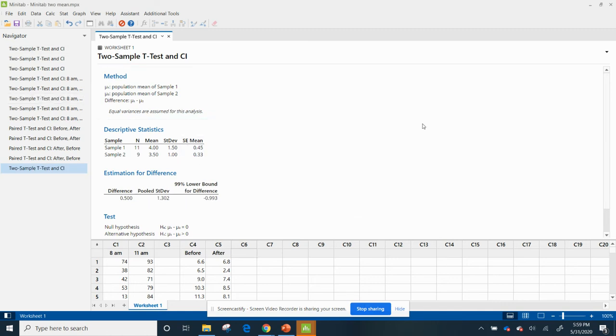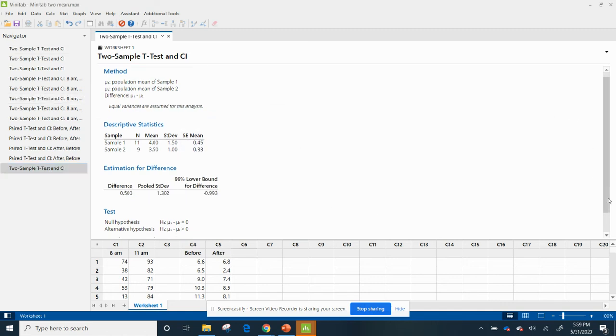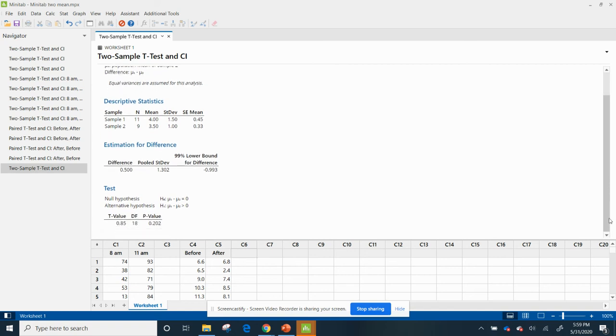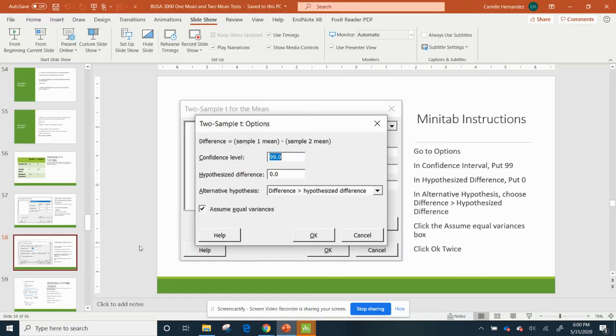And look, I have everything I need for this problem. I'm given the descriptive statistics for each. I'm given the estimation for the difference. We're going to come back to this. This is really important, and we'll talk about it in a minute. Then the test, with my null and alternative. I get my t-value, I get my degrees of freedom, and I get my p-value. All right, so let's keep going.